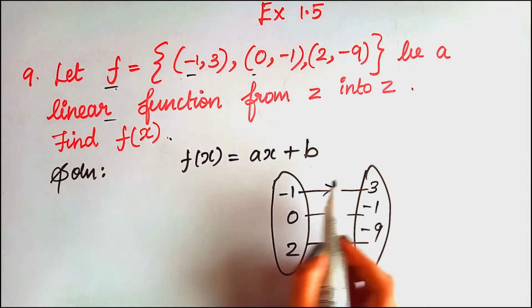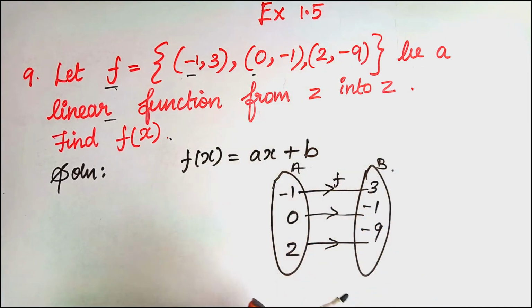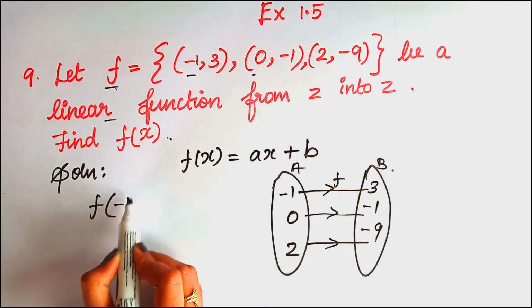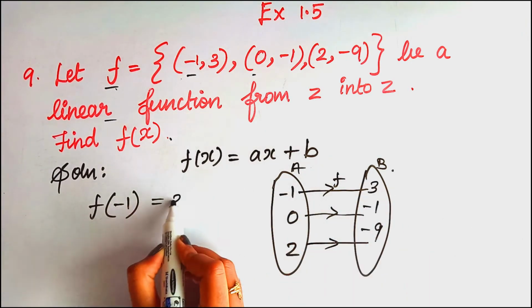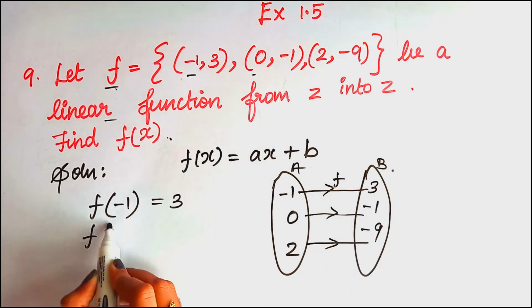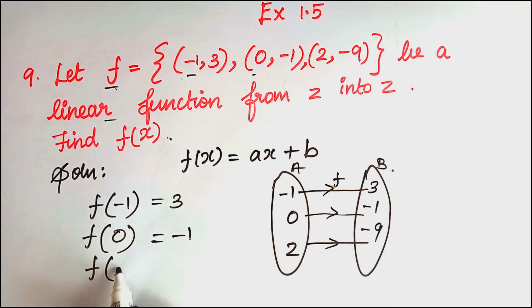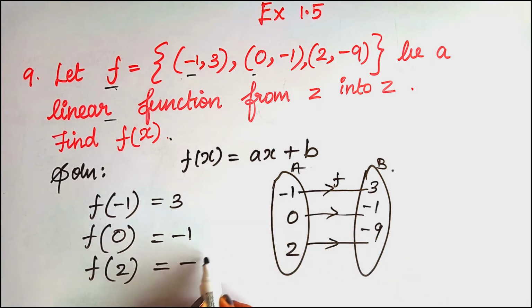Now let's see the function. So this is our function, this is our A and this is our B. Now let's write the f(x) values. First we have f(-1), and the image of f(-1) is 3, right? So this is equal to 3. The second one is f(0), and the image of f(0) is -1, so -1. Then the third is f(2), and the image of f(2) is -9, so -9. So this is how you write the values of f(x).